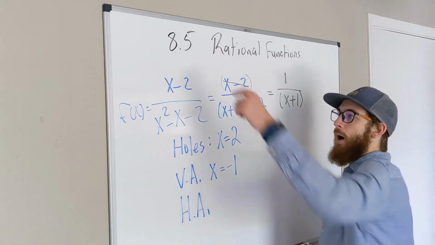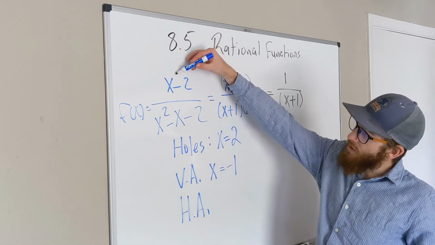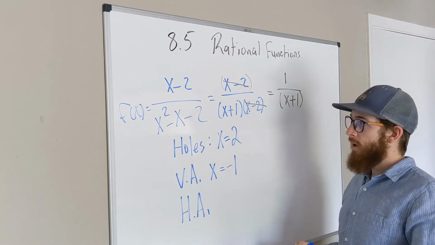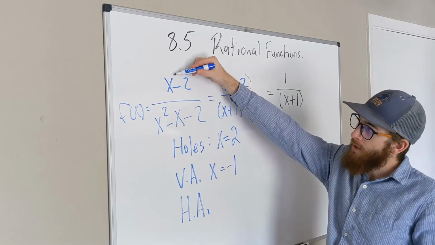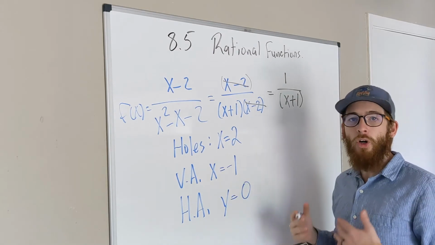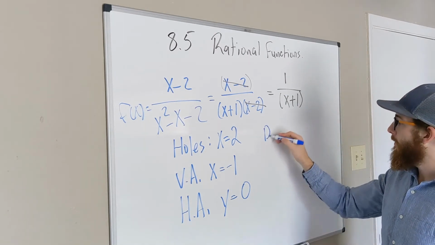Okay, is the power of the top bigger or smaller than the bottom? Well, this is smaller than this, and so if you remember just a few seconds ago, if the top is smaller than the bottom, y always equals 0 for our horizontal asymptote. Okay, so now let's write up the domain.